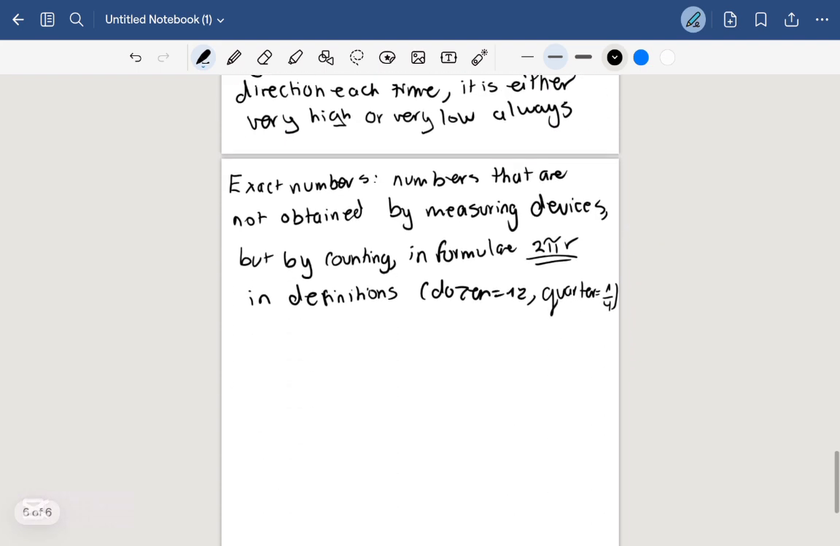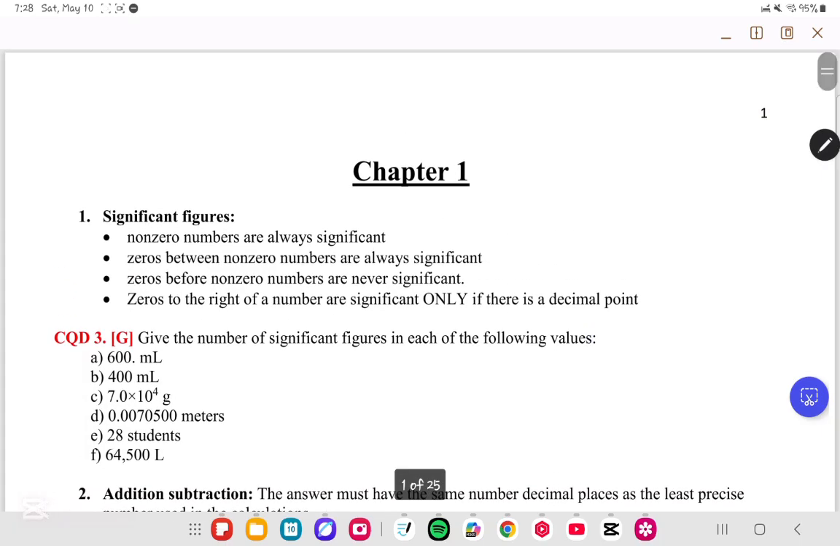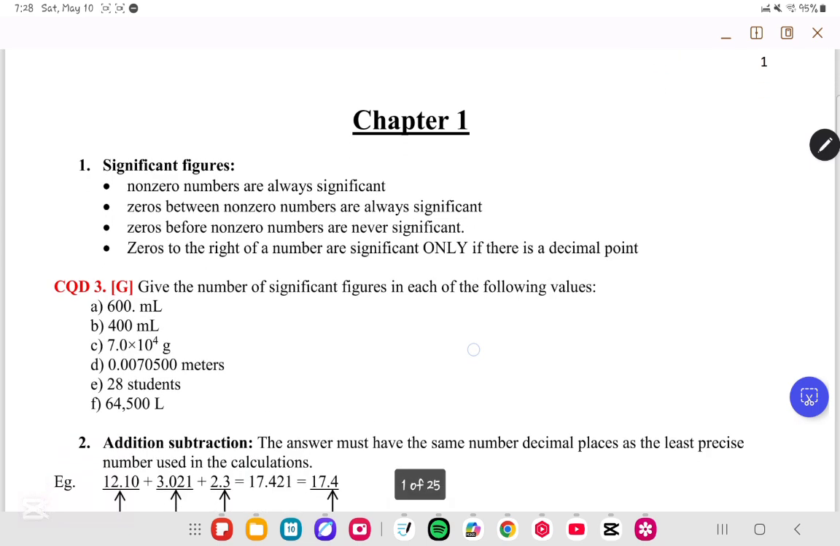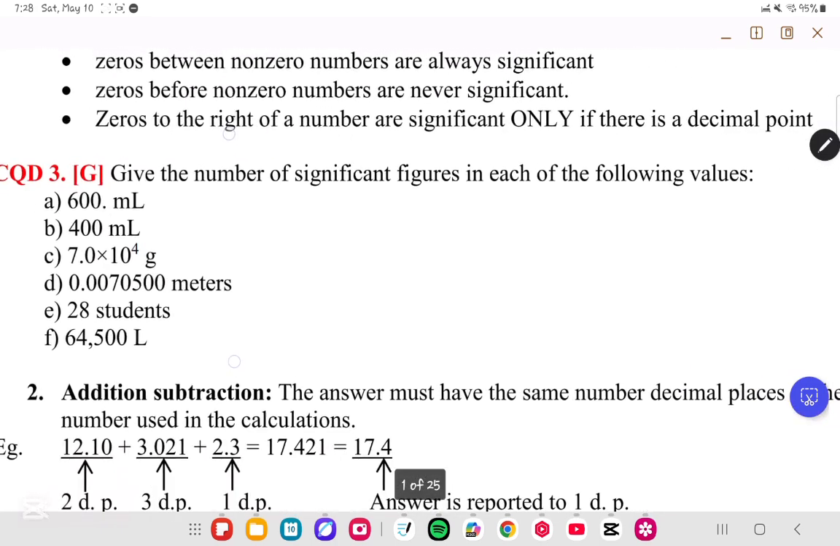Now I'm going to move on to the CQDs to solve them. Okay, so my tablet did a new update. Please ignore the thing on the top. I got confused a lot because of it, so please don't get confused like how I am confused. So anyways, let us move on to the first question.